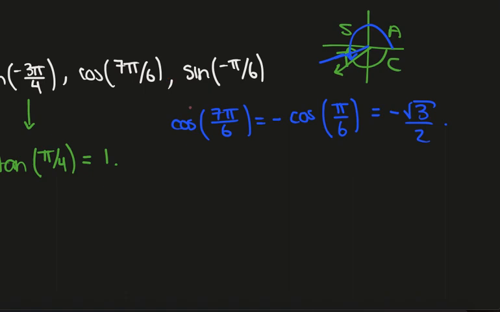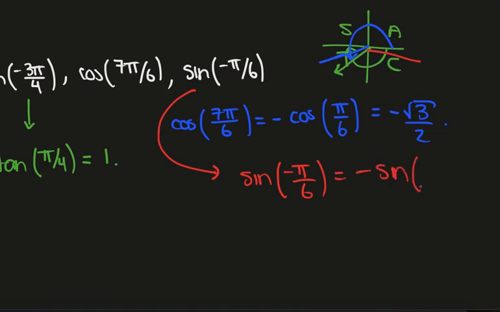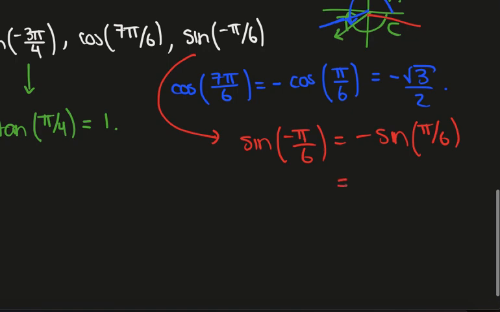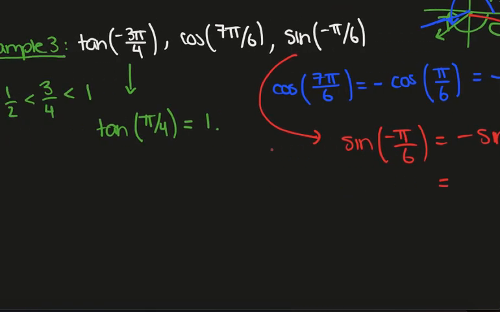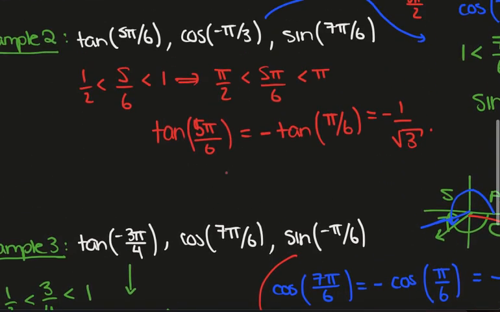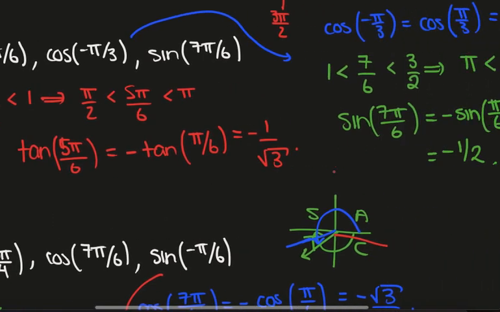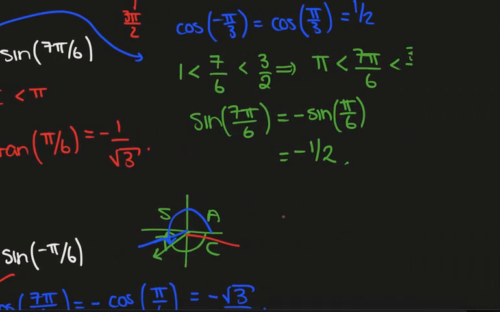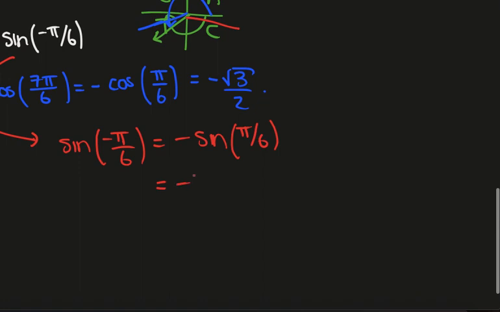Okay, and for the last one, we have sine of minus pi on 6. That is about here, so we're in this fourth quadrant. So sine of minus pi on 6 is minus sine of pi on 6, and sine of pi on 6, have we calculated this one? Yes, we would have done it before, so sine of pi on 6 is 1/2, so I get minus 1/2.